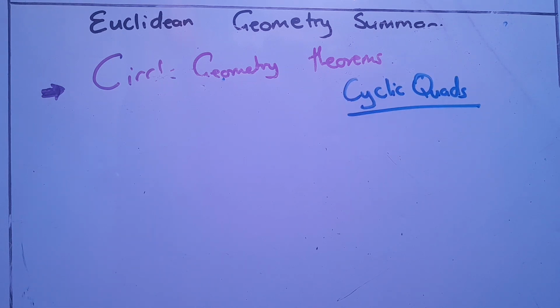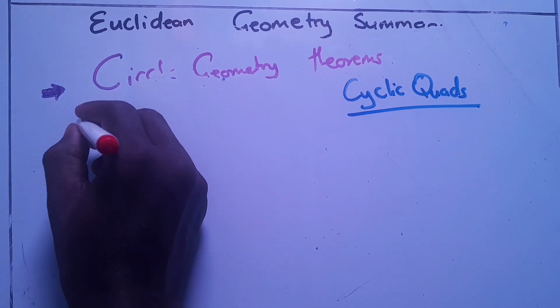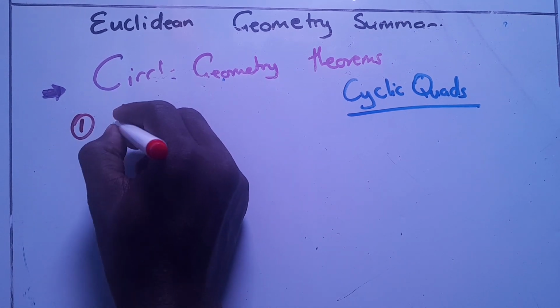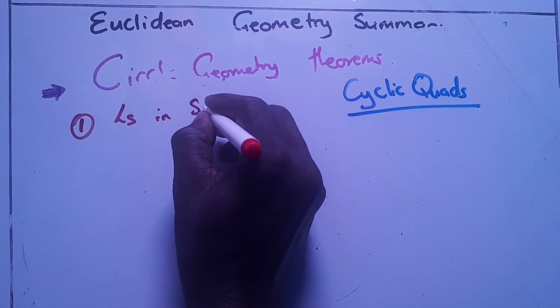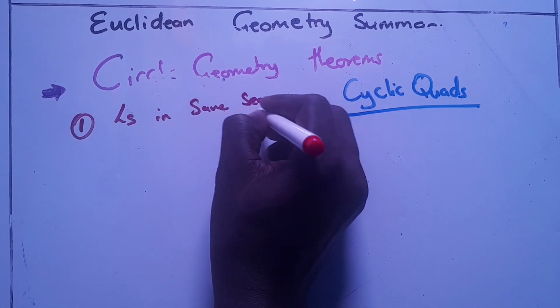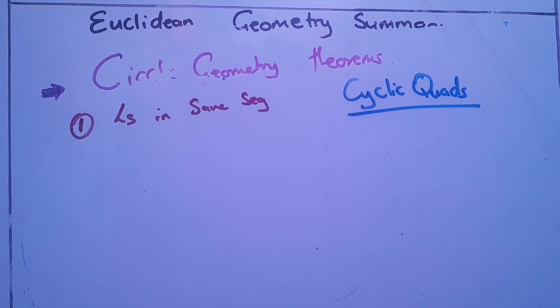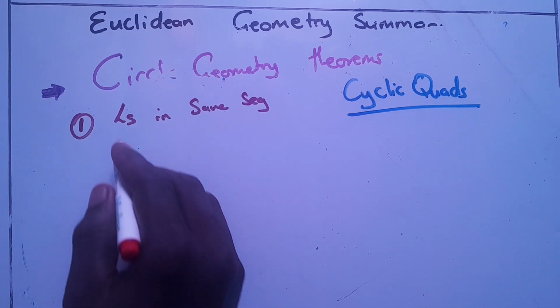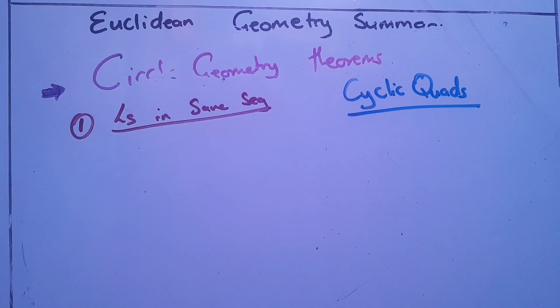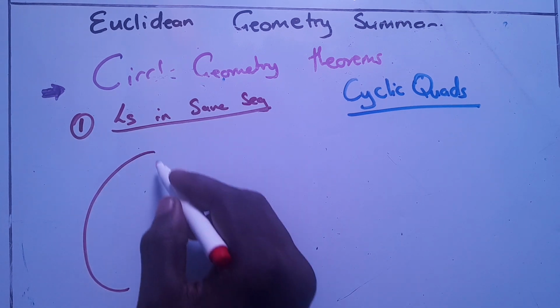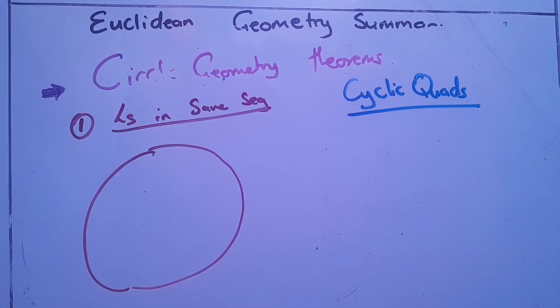So a cyclic chord is characterized by these things. The first one we just talked about is angles in the same segment. If you can have angles in the same segment equal, that shape is a cyclic chord. Or if we are given that it is a cyclic chord, we can always say angles in the same segment are equal. And the other thing is this shape here.